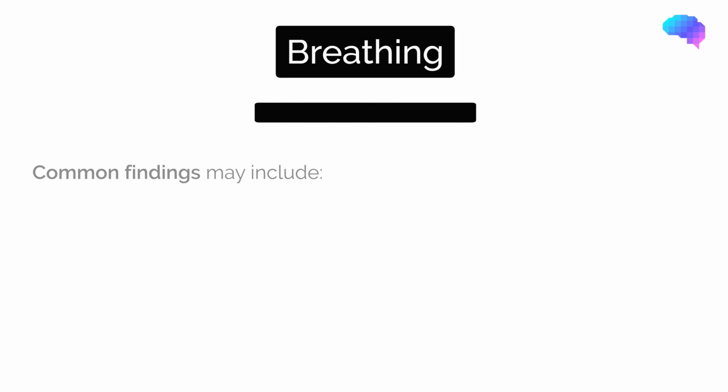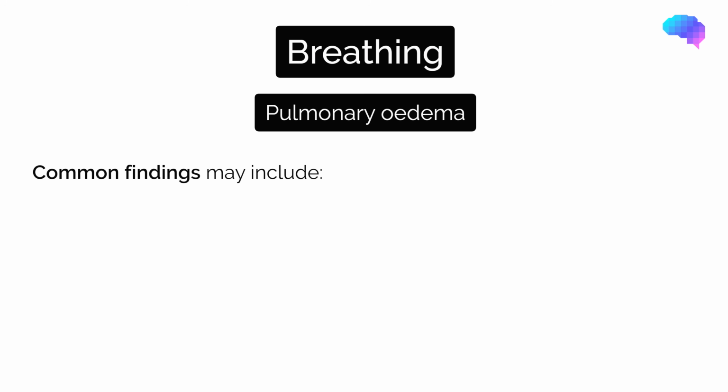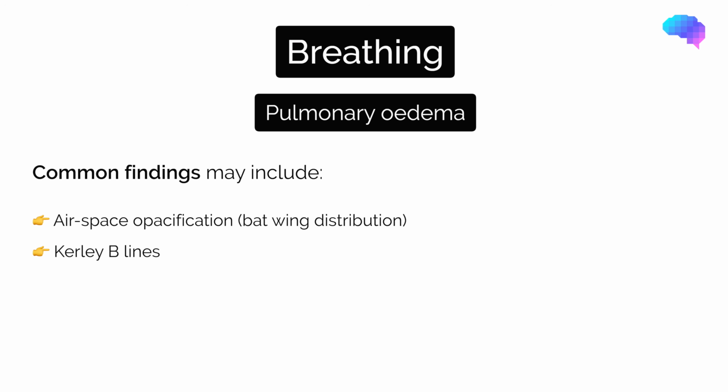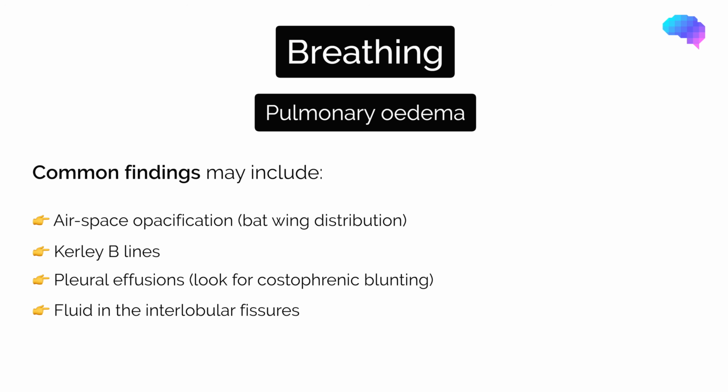In pulmonary edema, there are some common signs that you may see on film. This includes airspace opacification, classically in a batwing distribution, curly B lines, pleural effusions, which may cause costophrenic angle blunting, and fluid in the interlobular fissures.